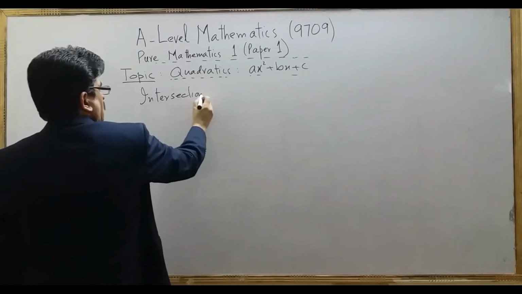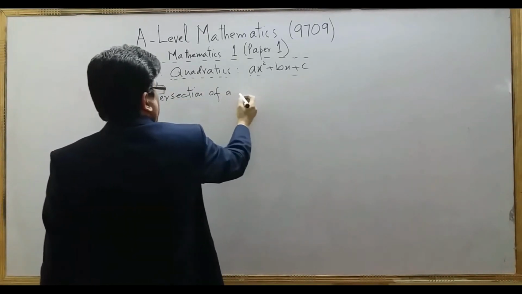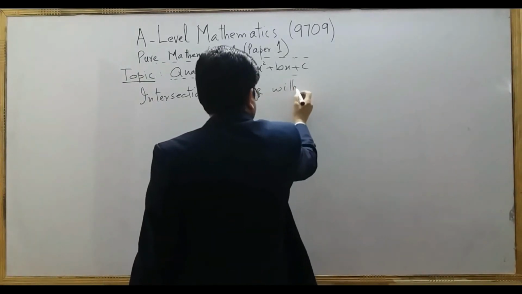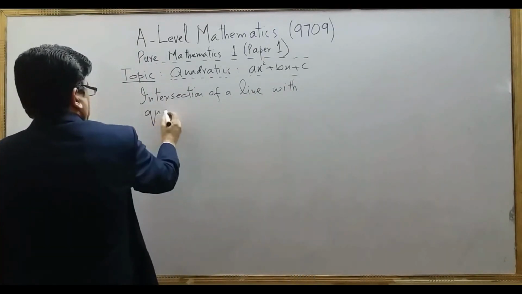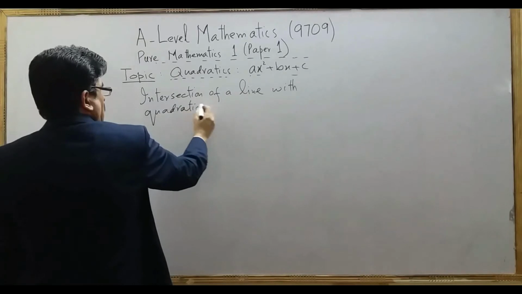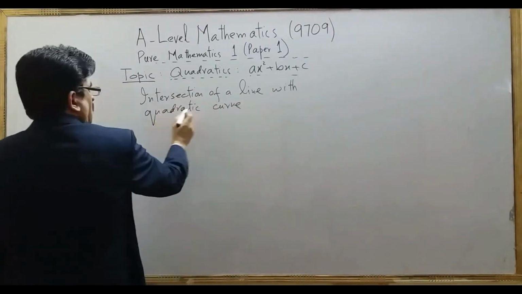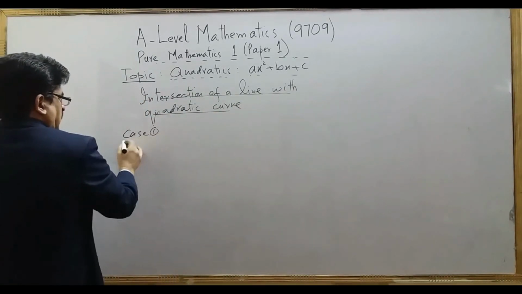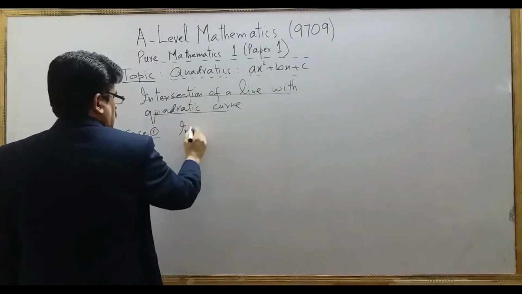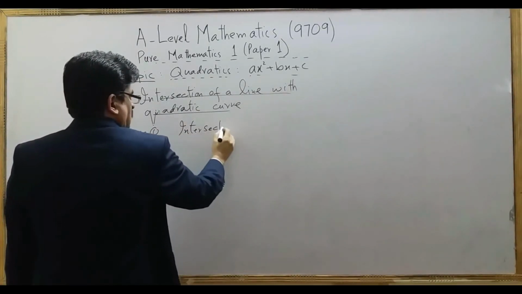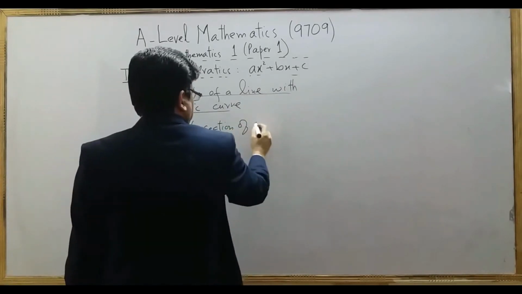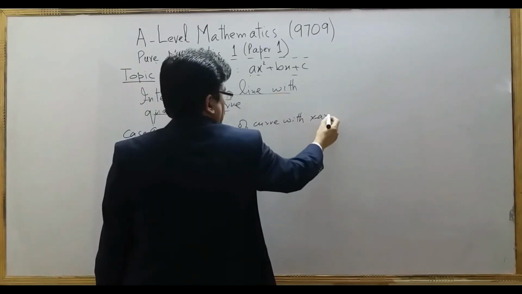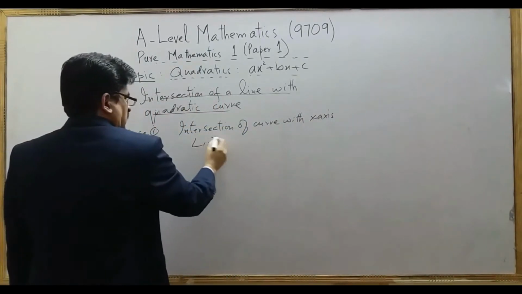Intersection of a line with a quadratic curve. We have two cases. In case one, we have intersection of the curve with the x-axis. So our line is the x-axis.